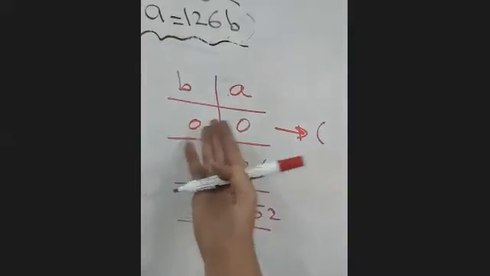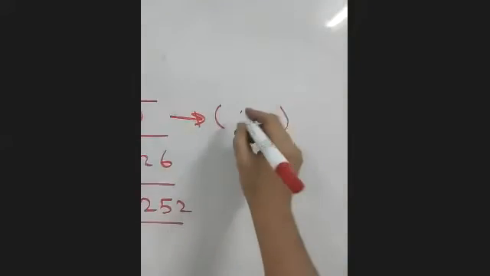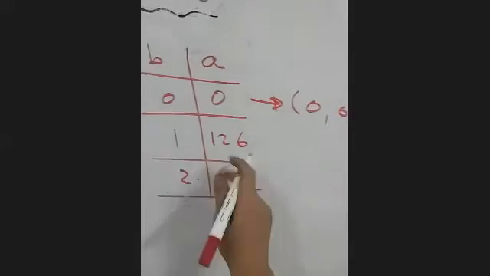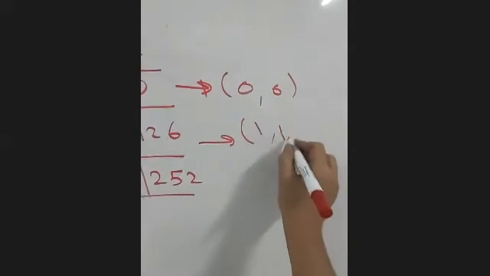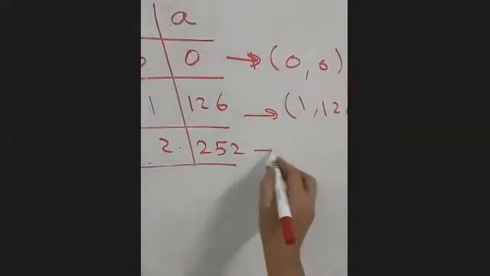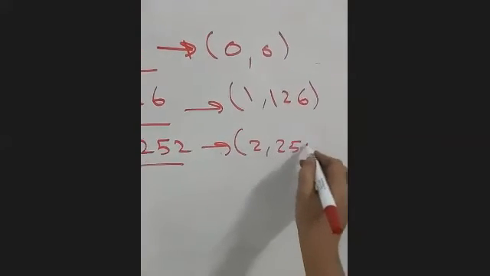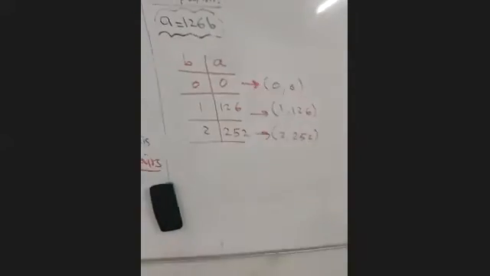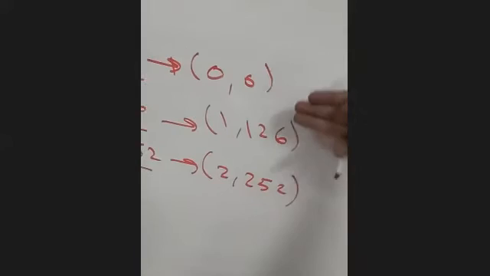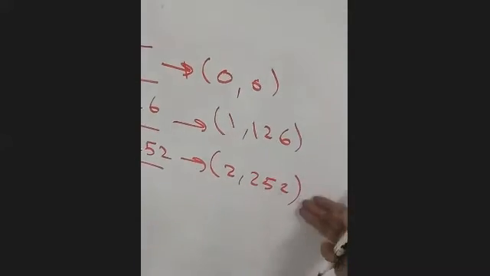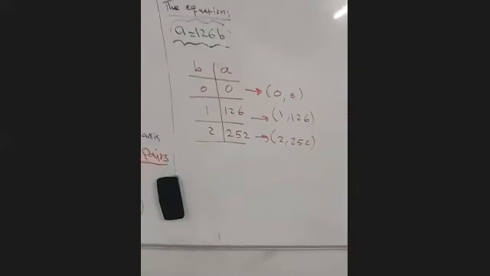It is 0 and 0. And this point here is 1 and 126. This point here is 2 and 252, right? Now, how many ordered pairs, Rayyan, do I have? 3 ordered pairs.